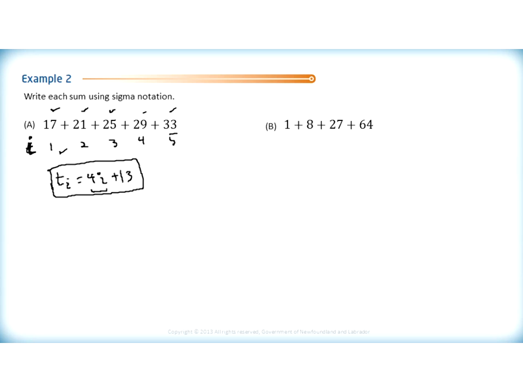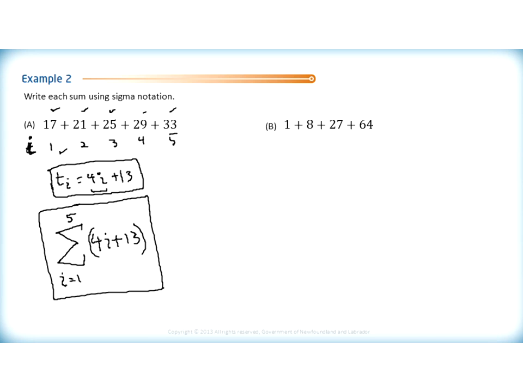So then what we have to do is we just have to write our sigma notation. So I want to add up stuff that I derive using the formula 4i plus 13. Okay. And I'm going to start from I equals 1, we said. And I have 1, 2, 3, 4, 5 terms, so the last one I'm going to need is I equals 5. And so there's that series written in sigma notation. Okay, let's try another one.